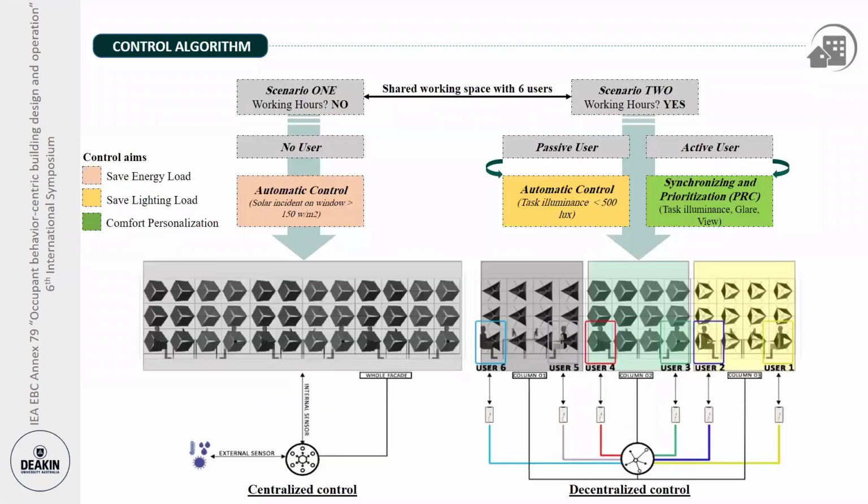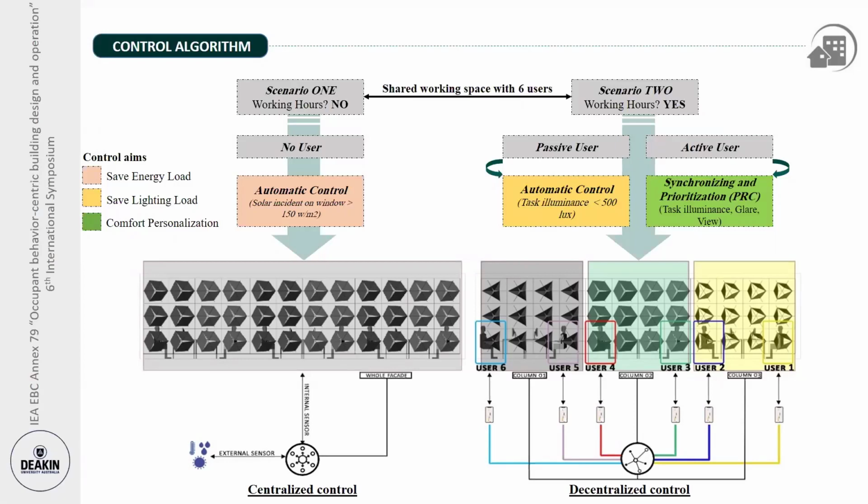The concept of the PRC system includes 2 main scenarios for an air-conditioned shared space. Scenario 1 is the energy mode adaptation when occupants are not present in the office, in which an automatic shading control in response to incident solar radiation on a window will take place to reduce the cooling loads. Scenario 2 is the visual comfort mode adaptation in occupied hours, in which each user might have a different time schedule for their presence in the office.